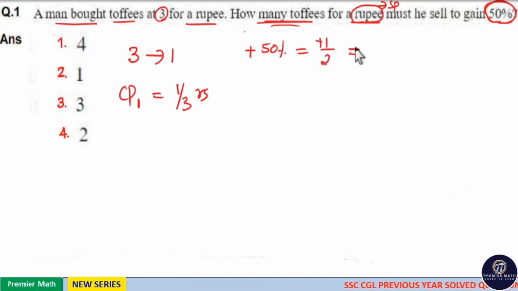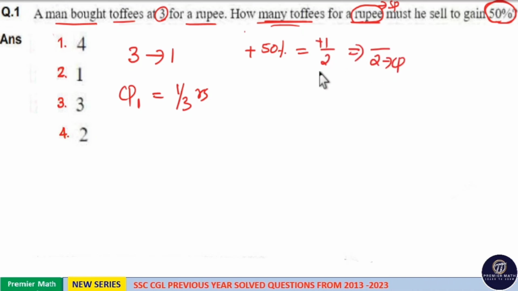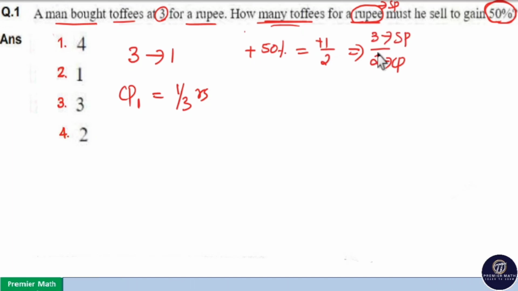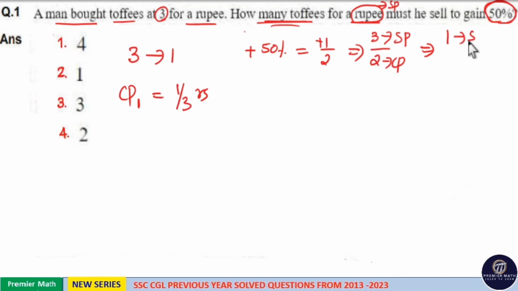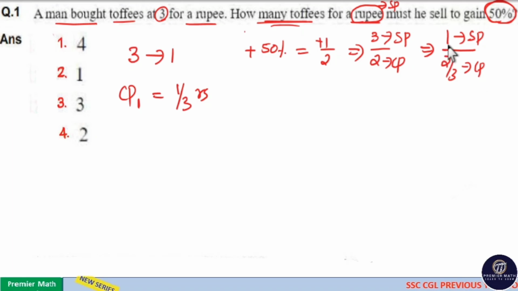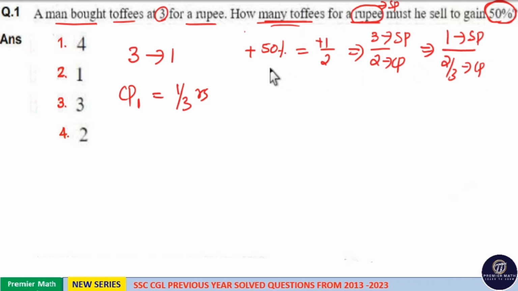Profit means plus, 50% means 50 by 100, which is equal to 1 by 2. So plus 1 by 2 means if 2 part is the cost price, then 2 plus 1, 3 part is the sell price. That is, if cost price is 2 rupees, sell price is 3 rupees. That is 50% profit. But here 1 rupee is the sell price. So if I divide both numerator and denominator by 3, you will get 1 rupee as sell price. So 3 by 3 is 1 rupee. Then 2 by 3 rupee is the cost price. That is, if 2 by 3 rupees is the cost price, 1 rupee is the sell price. That is equal to 50% profit.